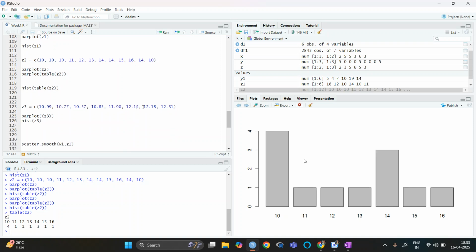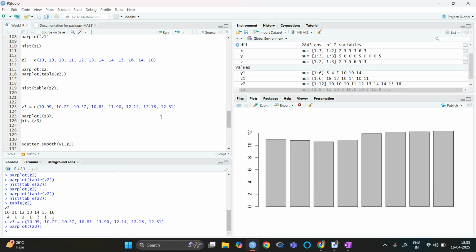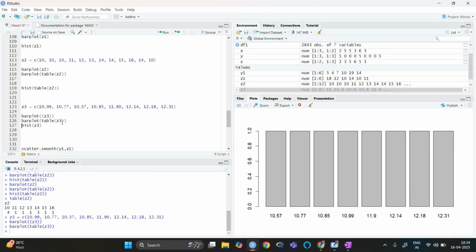But when you have continuous data, let's say all the values are between 10 to 13. If you make the bar plot of this, then you cannot get any result from here. Even if you make the bar plot of the table, what you are getting is just all the values, each repeated just once, because these values are continuous.